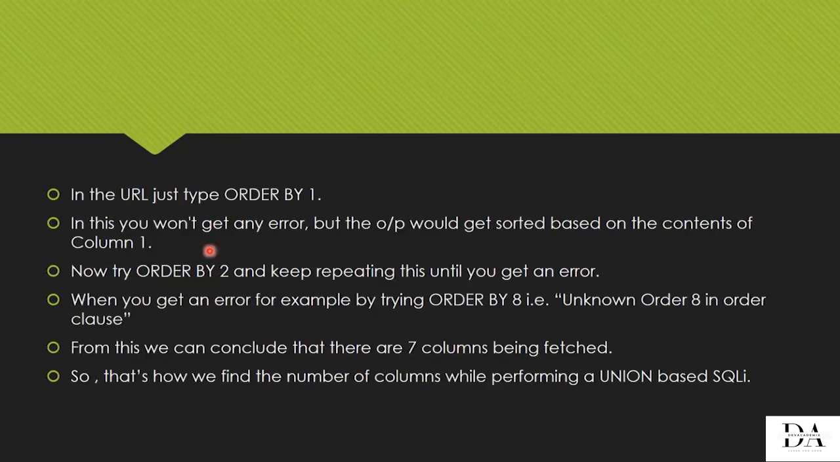In the URL, just type order by 1, and if you don't get any error, then we'll move to the second part, that is, we'll try order by 2, and we'll keep repeating the same thing until we get an error. When you get an error, for example by trying order by 8, that is, unknown column 8 in order clause, then we can conclude from this that there are only 7 columns being fetched by our first query. After that we can apply our union command. Let's see an example in a testing environment.